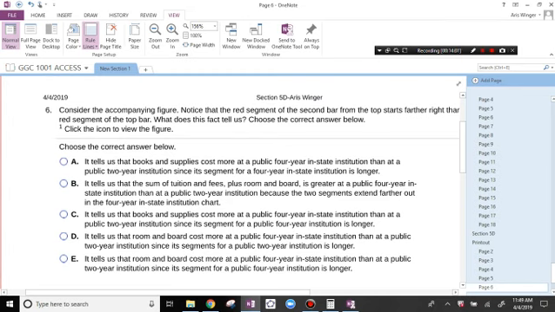It tells us that the sum of tuition and fees plus room and board is greater at the public 4-year institution than at the public 2-year institution because the 2 segments extend farther out in the 4-year in-state institution chart.